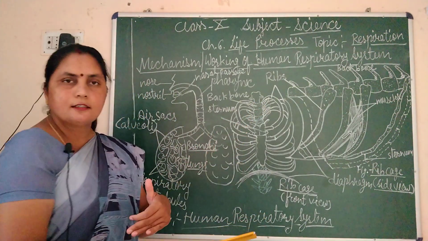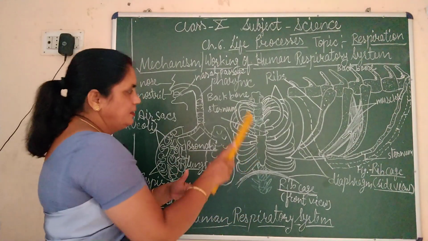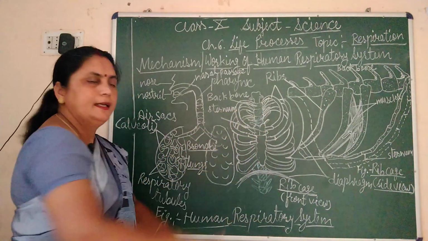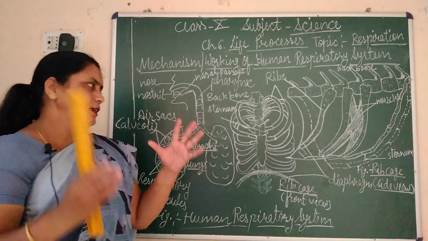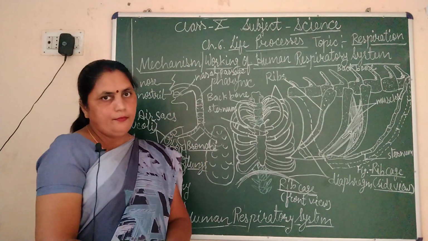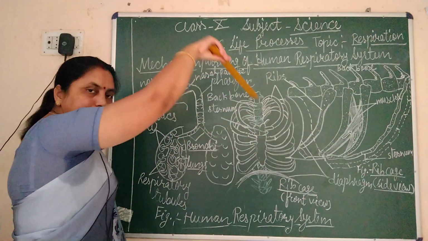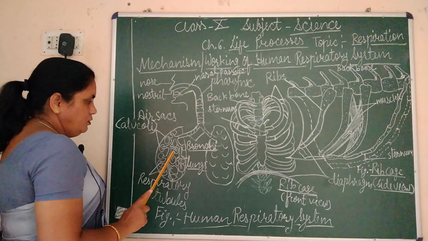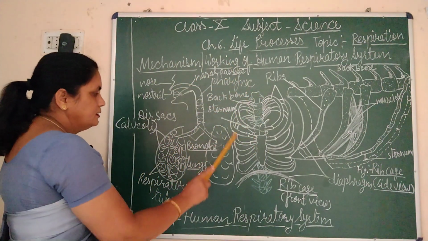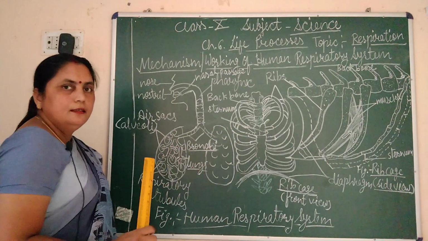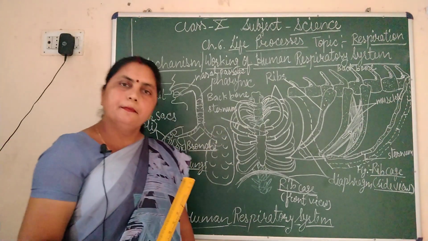From the ventral side it is closed by the sternum, and laterally it is closed by the rib cage. This way a rib cage is formed. One more important thing, children, this arrangement is inside this rib cage. So these lungs are covered with a membrane called the pleural membrane.